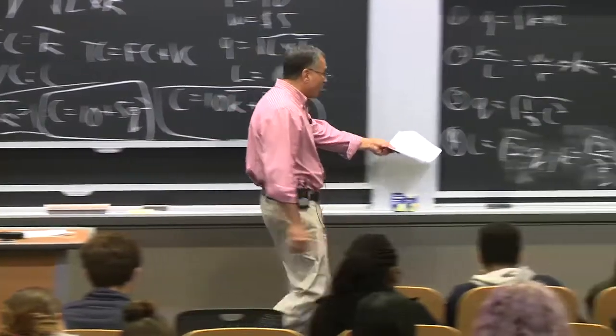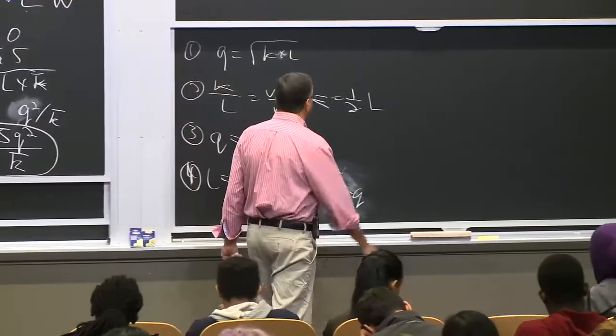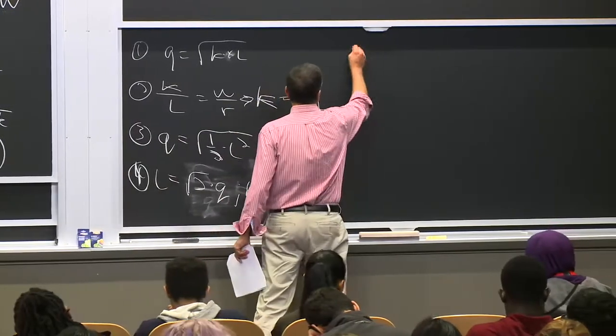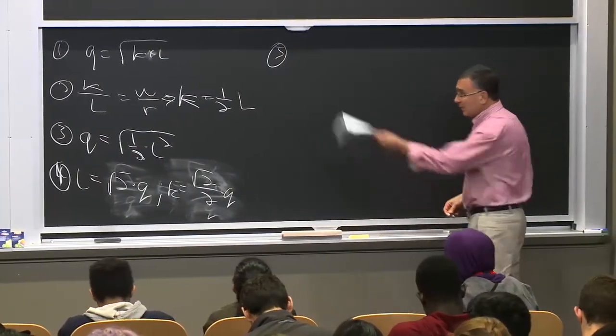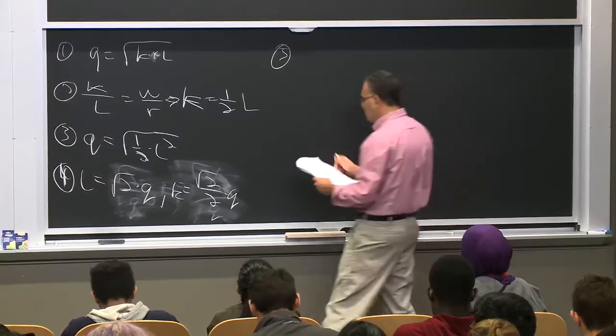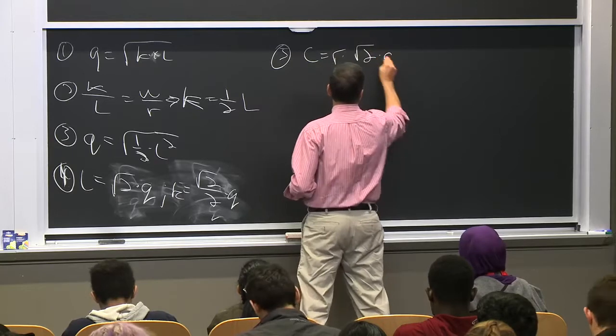Therefore, armed with this L and K, we can rewrite our cost function. So step 5 is that the cost function, given this, equals R times the square root of 2 times Q.